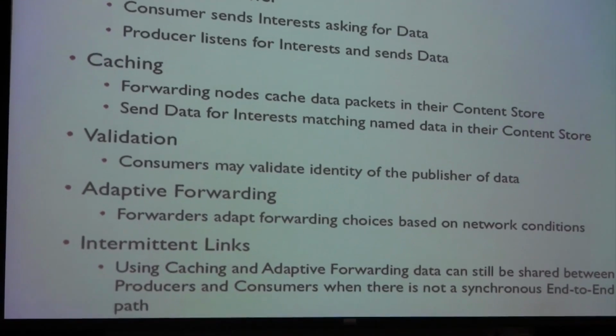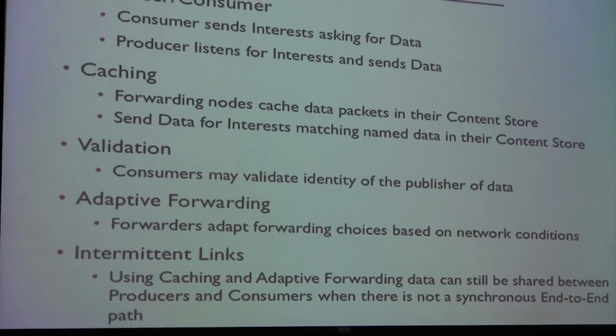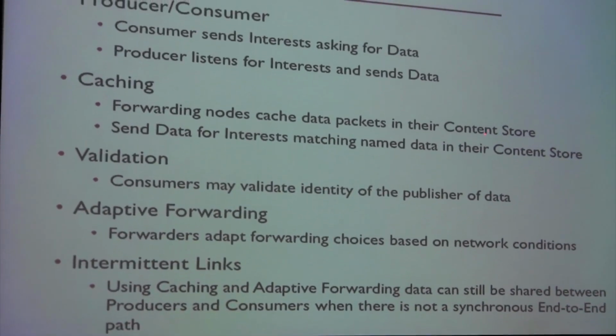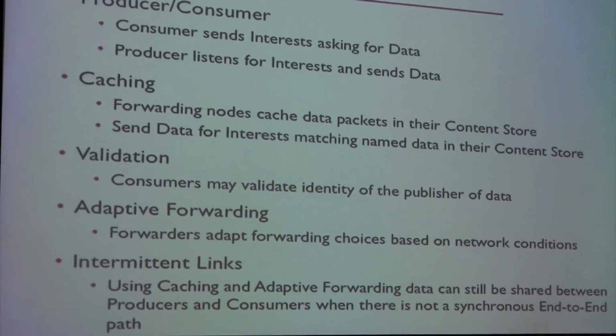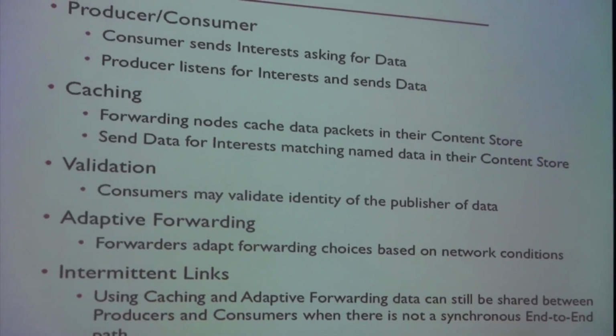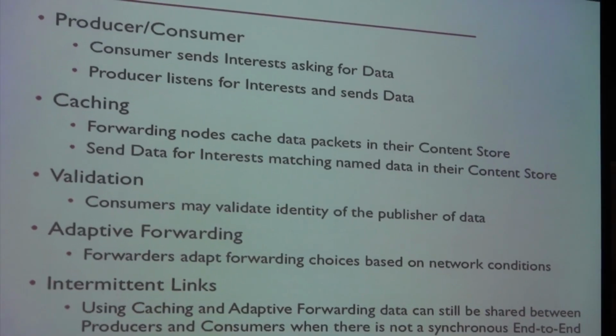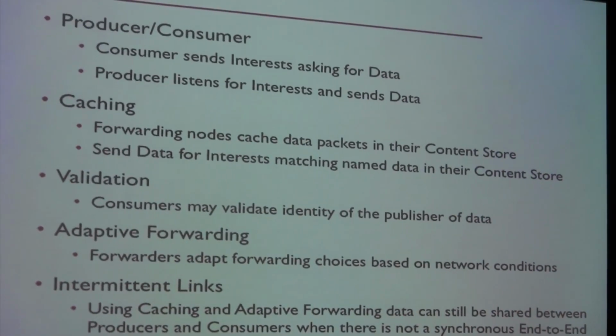Caching: forwarding nodes cache the data packets that they see pass through them in their content store. And then any interests that they see that match the names that they have stored data for in their content store, they will reply with that data. So the interest may not have to get all the way back to the producer to find the data.